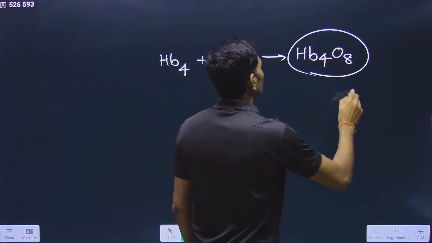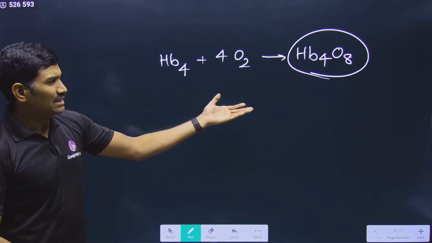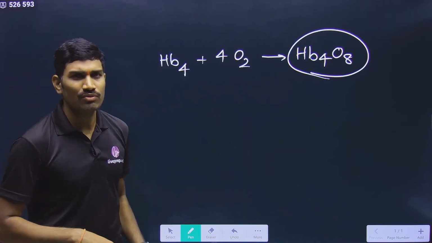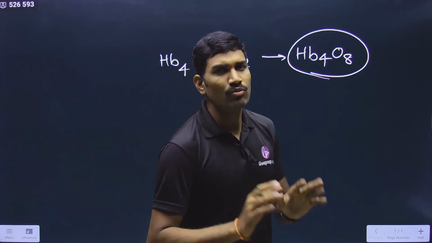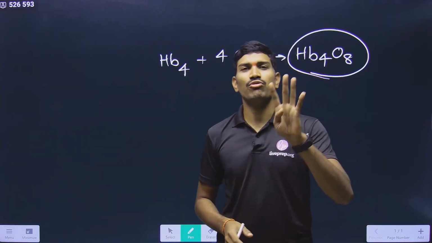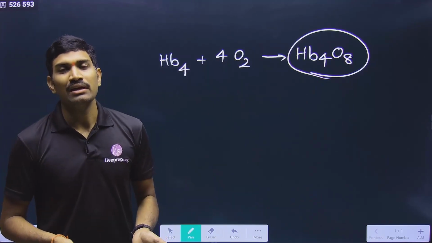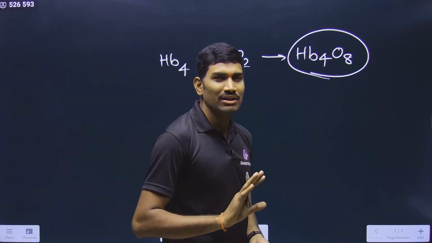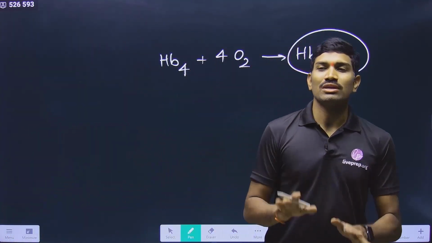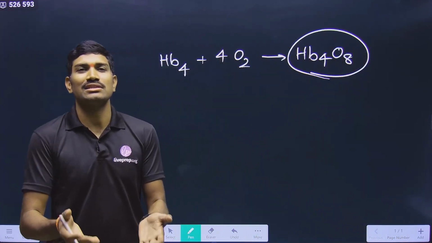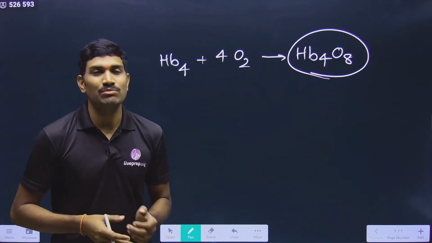Hb4O8. This is the technical one, but generally at the level of 11th class you don't need to worry about this many details. But please remember, overall it is binding with 4 oxygen molecules or 8 oxygen atoms, and this attachment is not causing oxidation of Fe+2. So it is not an oxidation process, simply oxygen is attached, that's why it is considered an oxygenation process.